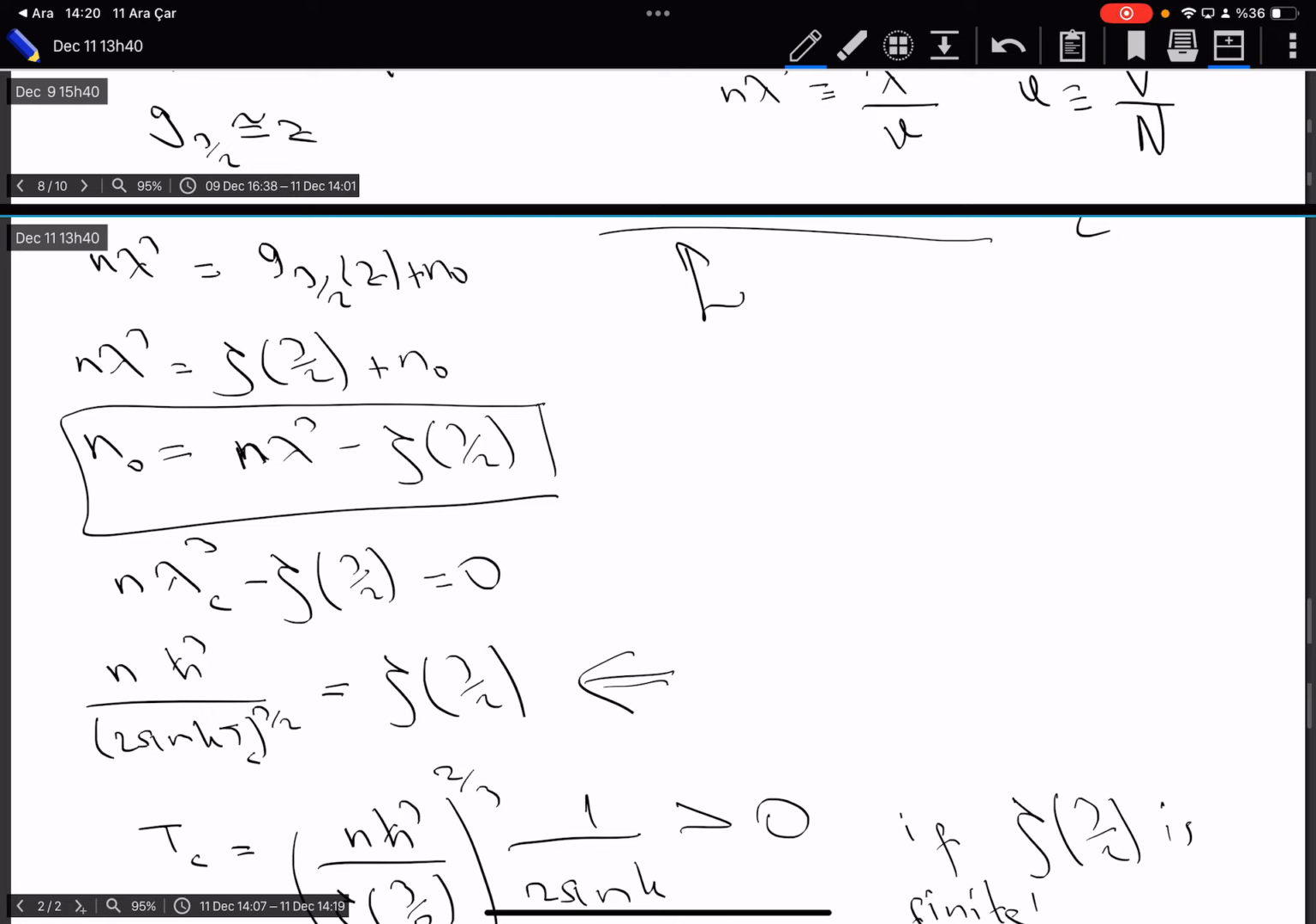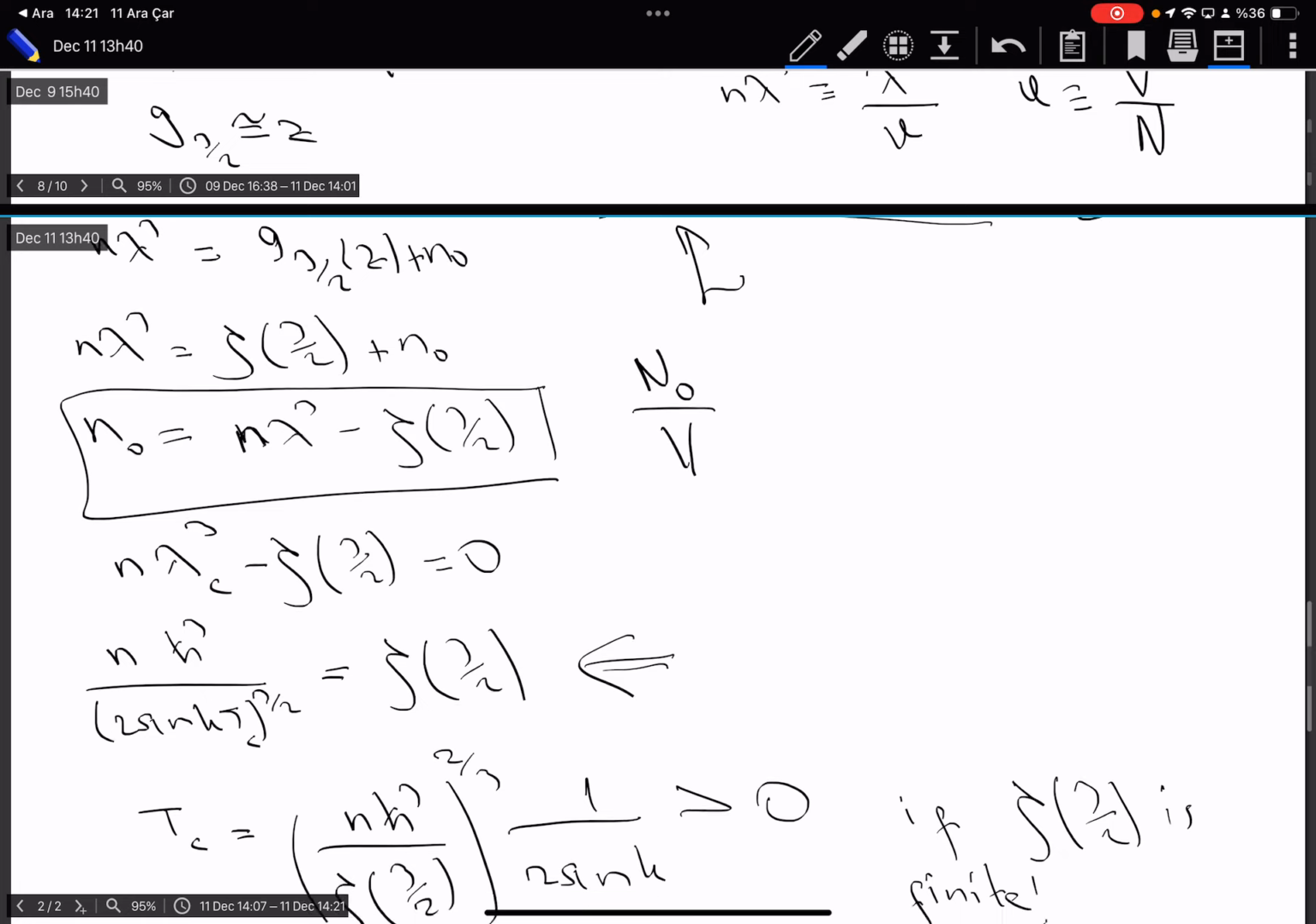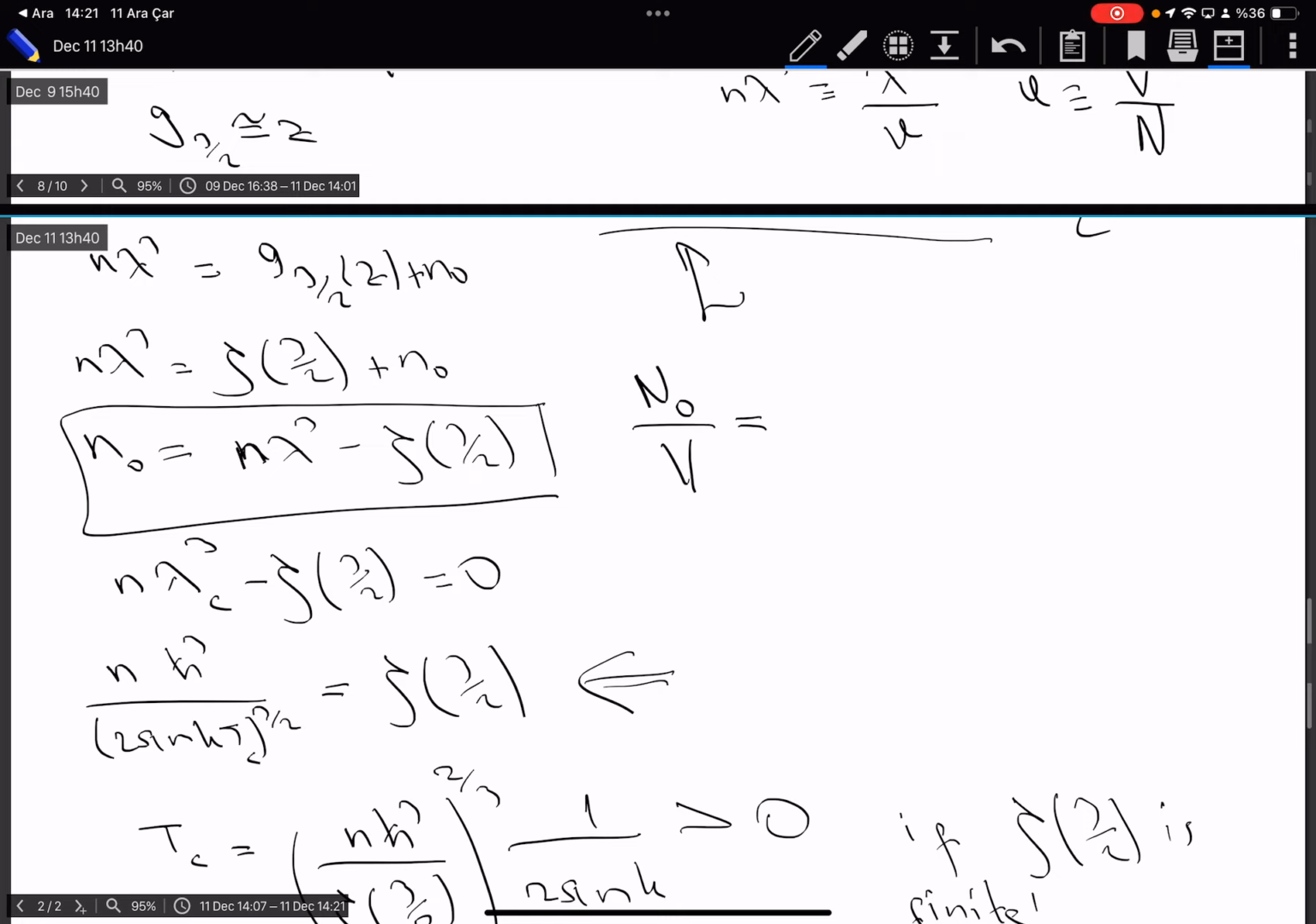But as I lower the temperature, lambda becomes larger and larger. So N lambda cubed becomes larger and larger. And hence, N0 just becomes finite. Let me write it in a slightly different form. There's N0, which is the number of condensates divided by volume. This is equal to n.